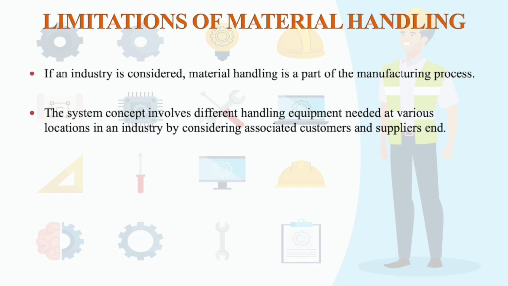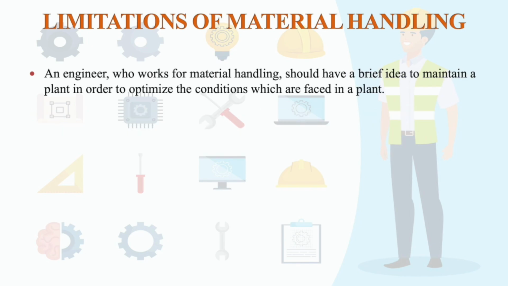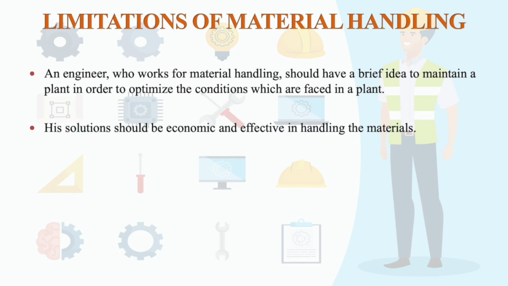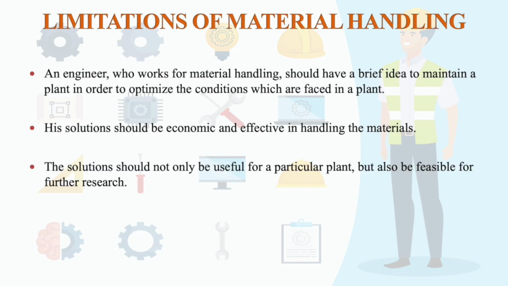If an industry is considered, material handling is a part of the manufacturing process. The system concept involves different handling equipment needed at various locations in an industry by considering associated customers and suppliers end. An engineer who works for material handling should have a brief idea to maintain a plant in order to optimize the conditions which are faced in a plant. His solution should be economic and effective in handling the materials. The solution should not only be useful for a particular plant but also be feasible for further research.